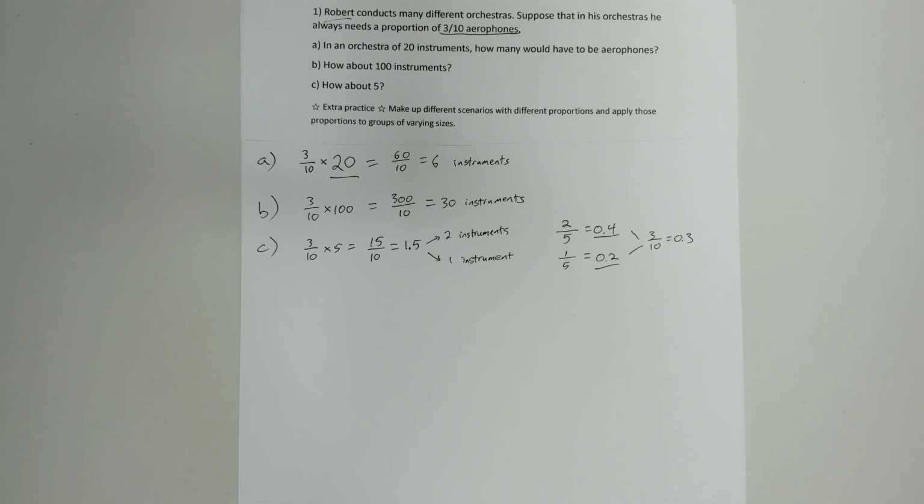All right, so that's maybe a more realistic application of proportions, where you don't always get a perfect representation of your proportion because you can't have things like fractional amounts of instruments or fractional amounts of people or anything like that, right?